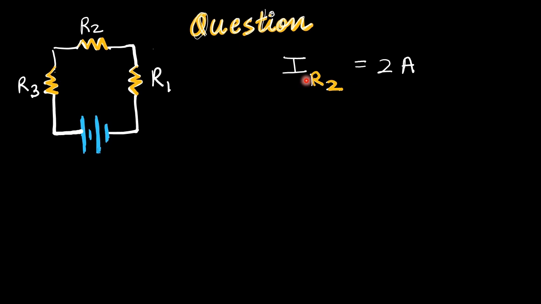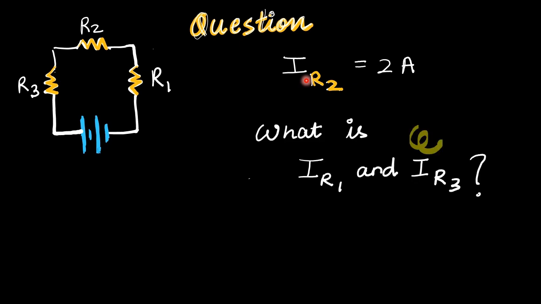Right? I'm aware of the current flowing through R2, but now I need to find out the current flowing through the first and the third resistor. Now let me just confuse you a little. Let me just ask, so the question is clear, right? We want to find out the current in R1 and R3, but now I'm trying to confuse you a little. I'm trying to give you some more information about the circuit.